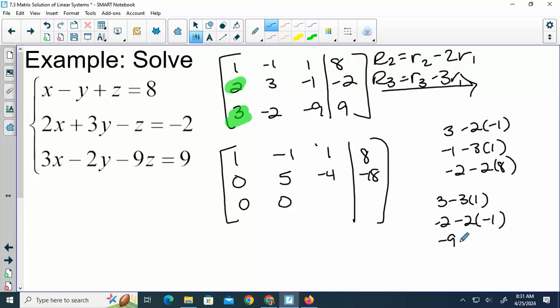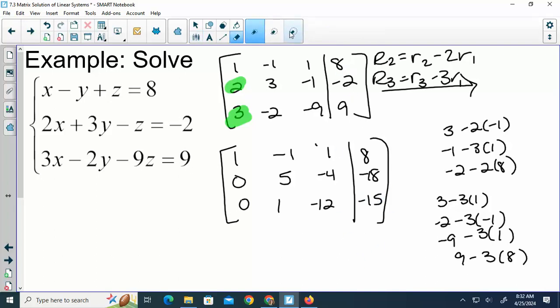Negative 9, oh, hold on, I put 2. It's 3, isn't it? Negative 2 minus 3 times negative 1. So negative 2 plus 3 is 1. Negative 9 minus 3 times 1 is negative 12. And 9 minus 3 times 8, so 9 minus 24 is negative 15. Are we doing okay so far?